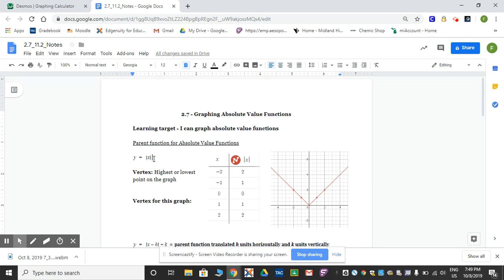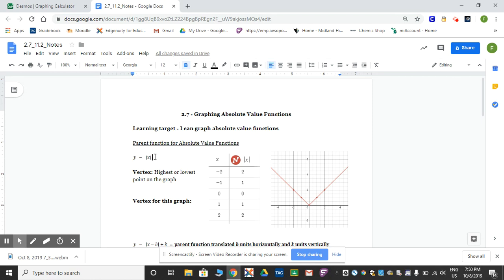Now remember, with absolute values, anything we put inside these brackets is going to make the number positive. So if I plug -2 in, I get +2. I plug -3 in, I get +3. Your absolute value sign makes everything inside of it positive.